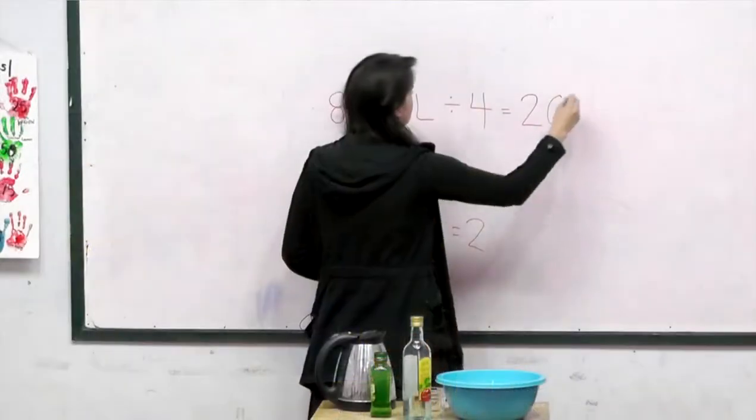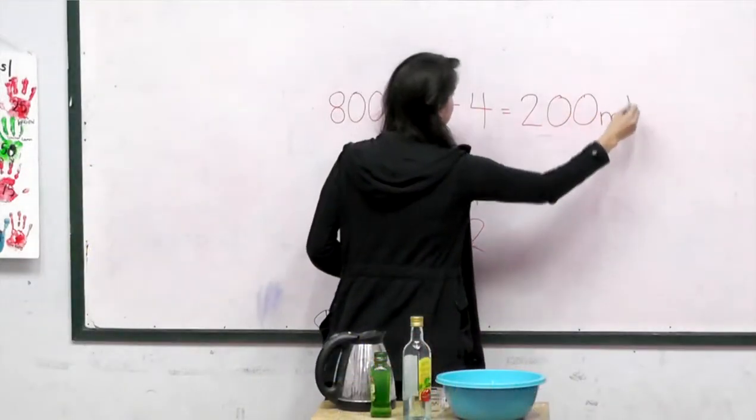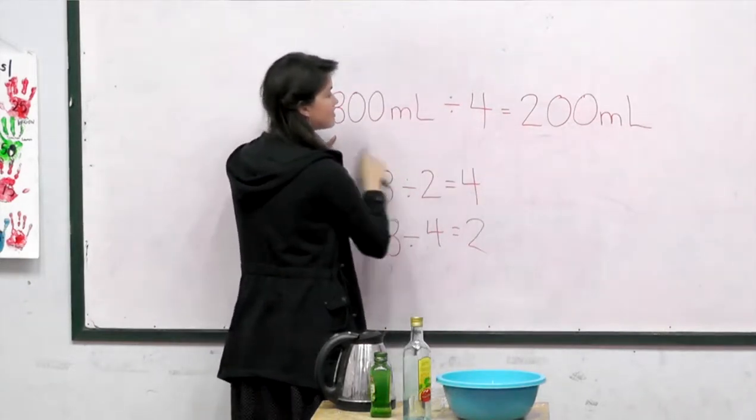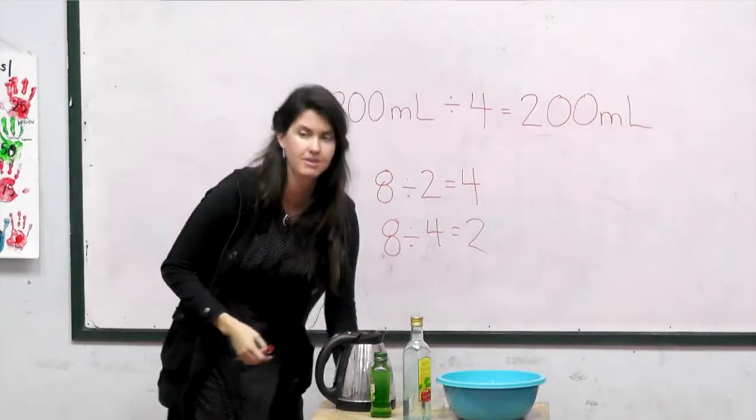200. So you can think about some simple math facts. When you have a big number with hundreds, you can think about some simple math facts to help you answer that one.